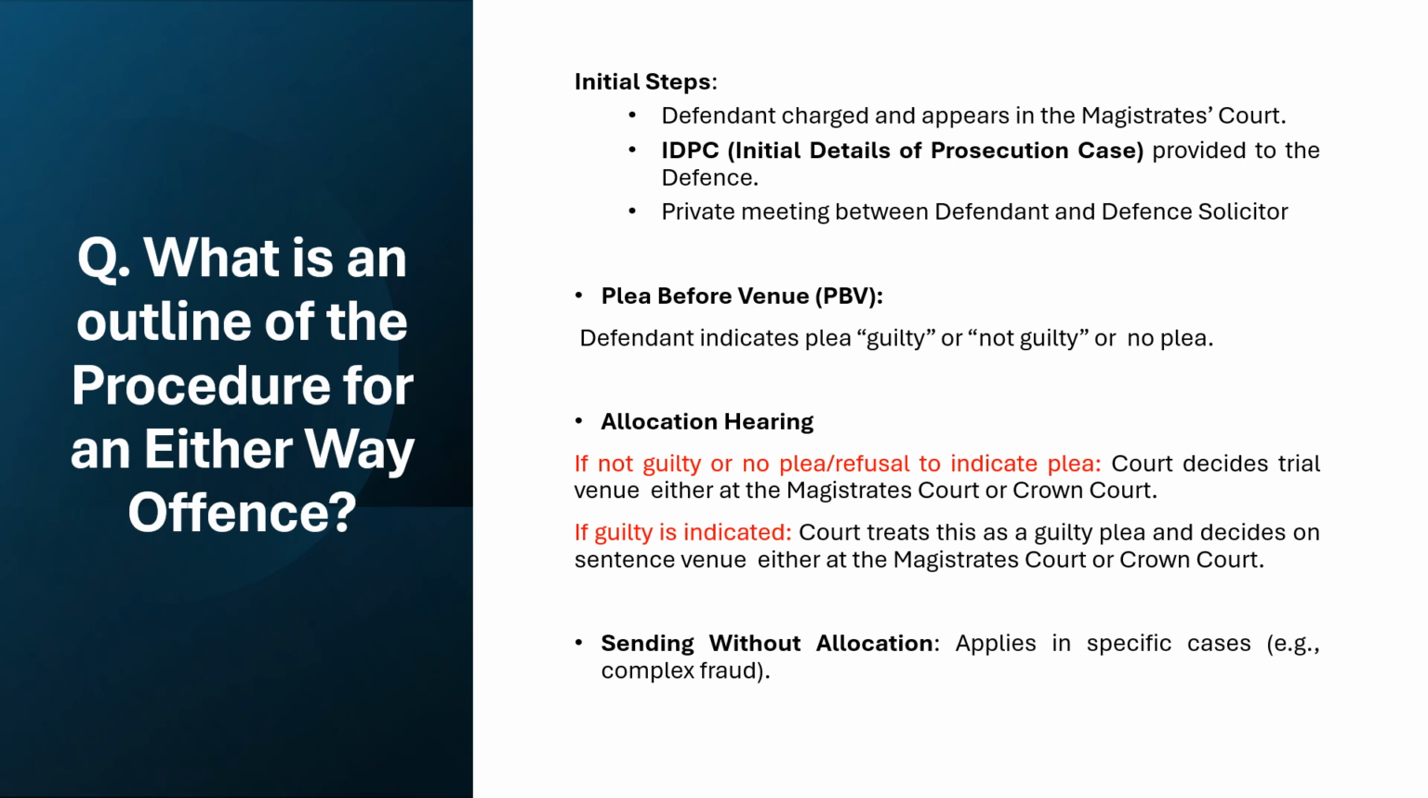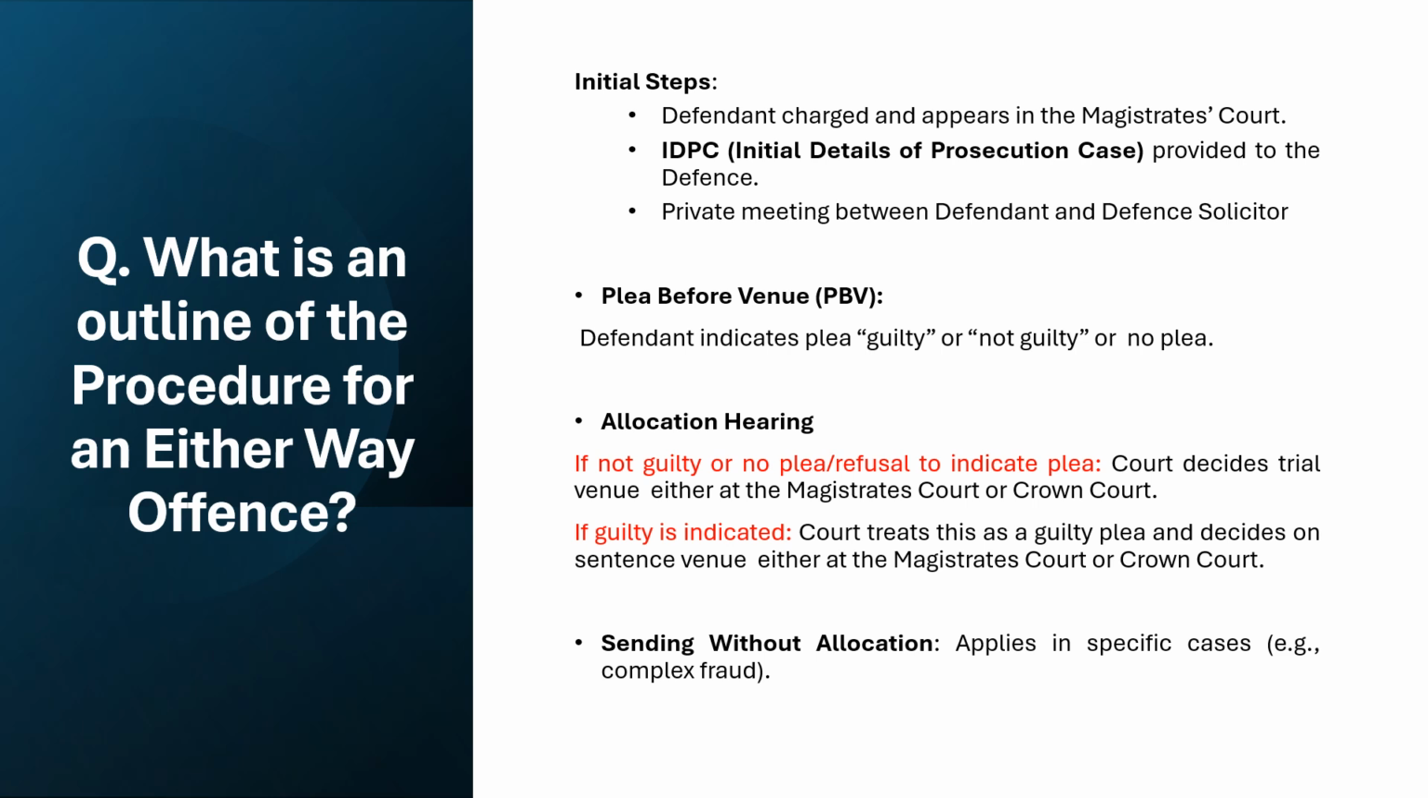There's a private meeting that takes place between the defendant and defence solicitor. There's a plea before venue that takes place, where the defendant indicates a plea of guilty or not guilty, or no plea. There's an allocation hearing that takes place. If it's not guilty or no plea, a refusal to indicate plea, the court decides that venue is either at the magistrates' court or the Crown Court.